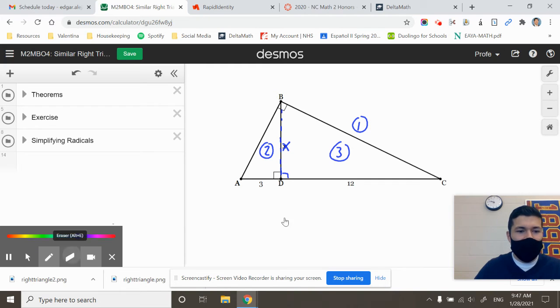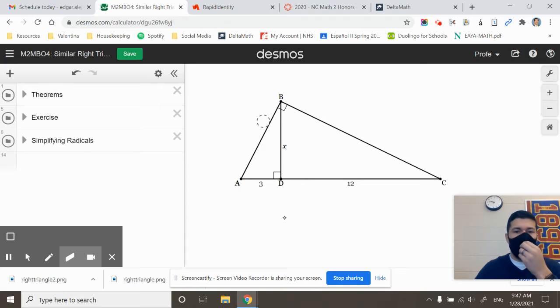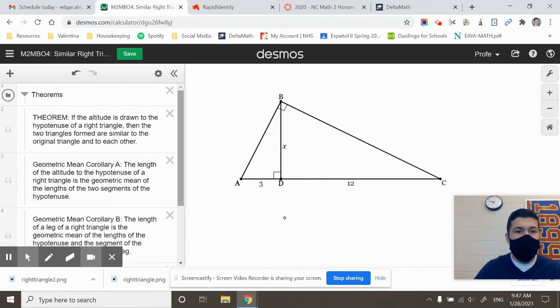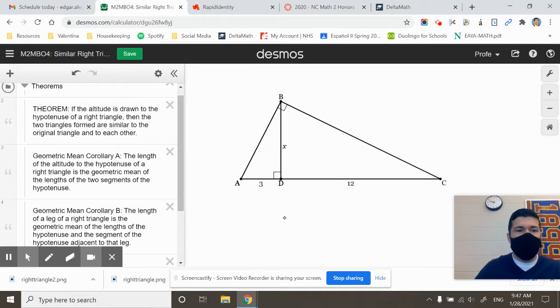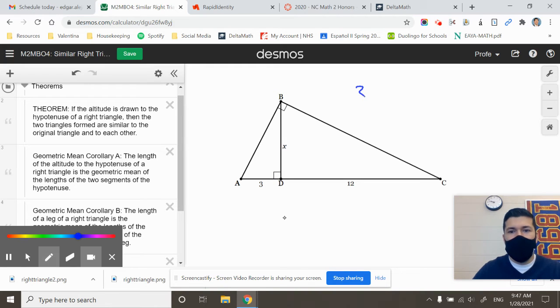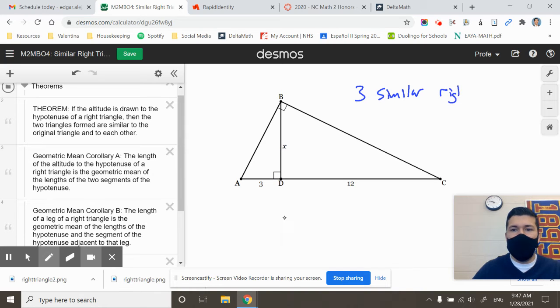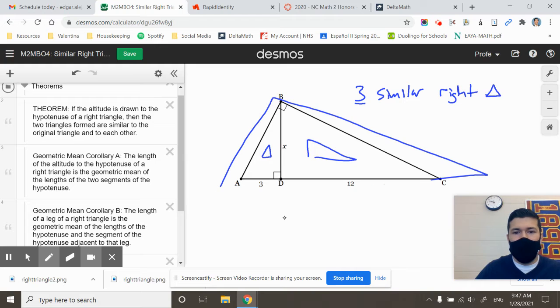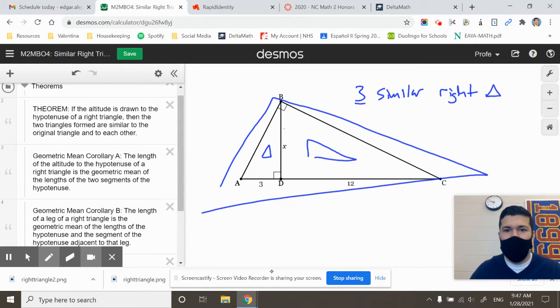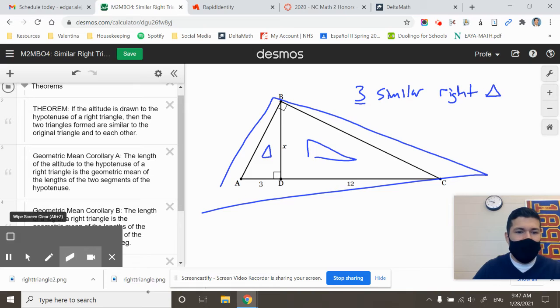All right. Now, something else really cool happens. Not only do you have 3 right triangles, but according to a theorem, if we draw this altitude, then we're going to break this up into a total of 3 similar right triangles. Therefore, this little guy right here is going to be similar to this big guy right here, which is similar to the larger one of the 3. So that's really cool. All right, now let's get busy.